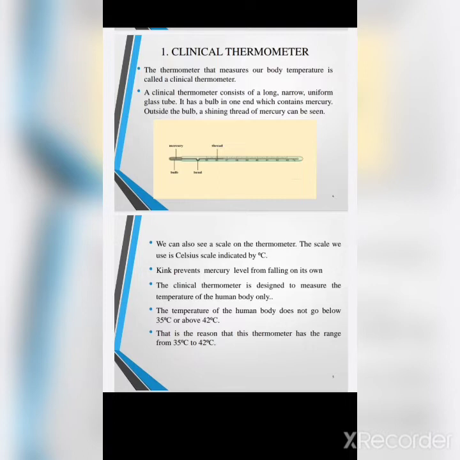A clinical thermometer can only be used to measure the temperature of the human body. The temperature of the human body does not go below 35 degrees Celsius or above 42 degrees Celsius. That is why the thermometer has the range from 35 degrees Celsius to 42 degrees Celsius.